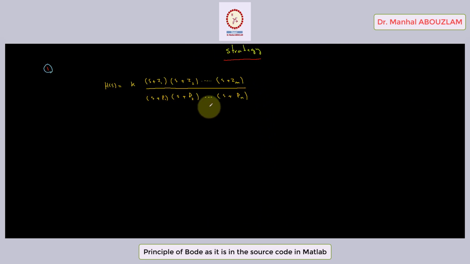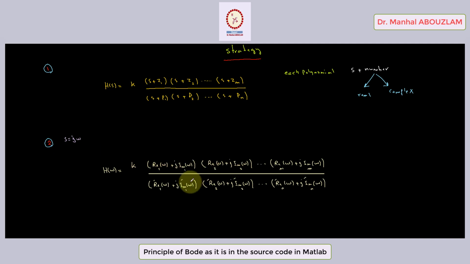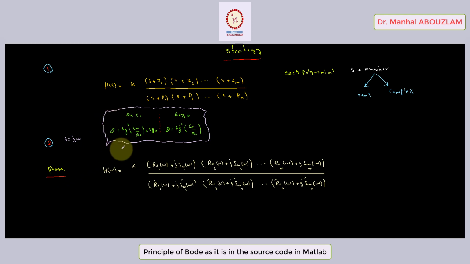Firstly, we write the transfer function as a factored form where all the factors are polynomials of degree 1. Each polynomial is written like that, s plus a number. This number can be a real number or a complex number. Then we replace the variable s with jw. Then we write each polynomial as a real part as a function of frequency plus j times imaginary part as a function of frequency. Now for the phase we apply our rule that we have already explained, but now for each polynomial.